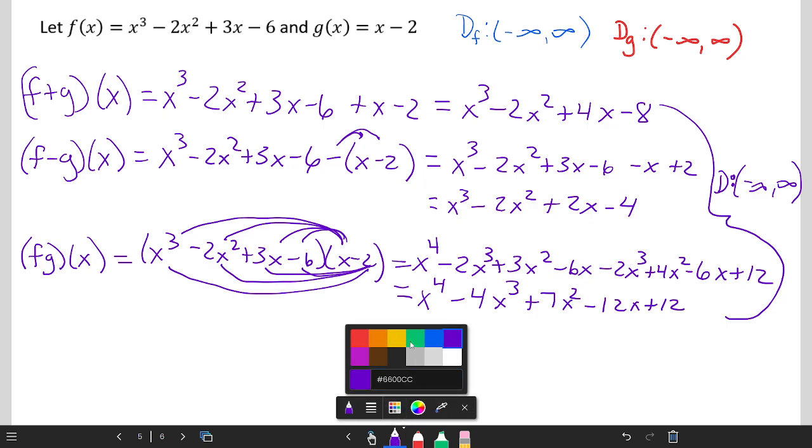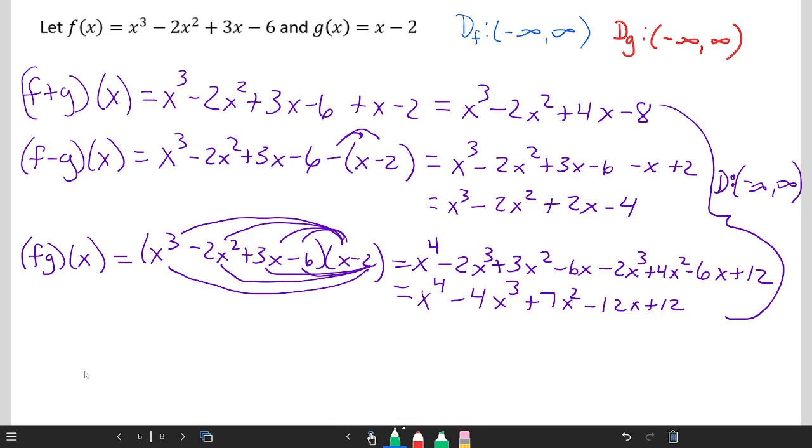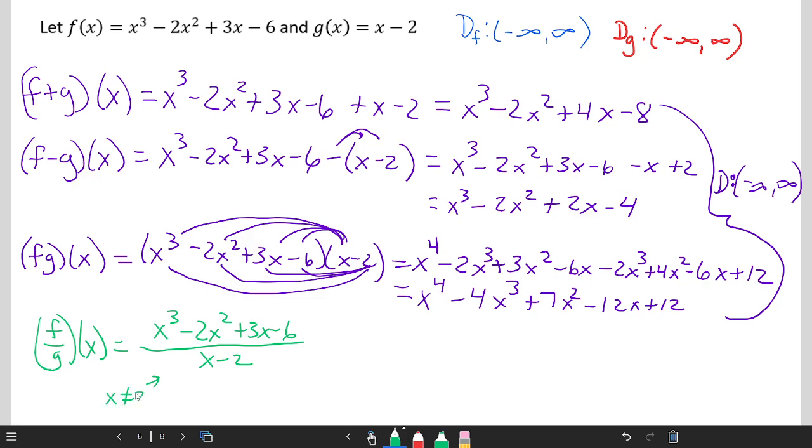Now for f divided by g, there is going to be a restriction because now we're dividing by something and we don't want to have a denominator of 0. So here we're taking this divided by x minus 2. So right away we can see the denominator here is x minus 2, which means x cannot be 2. So the domain of this is all reals except 2.